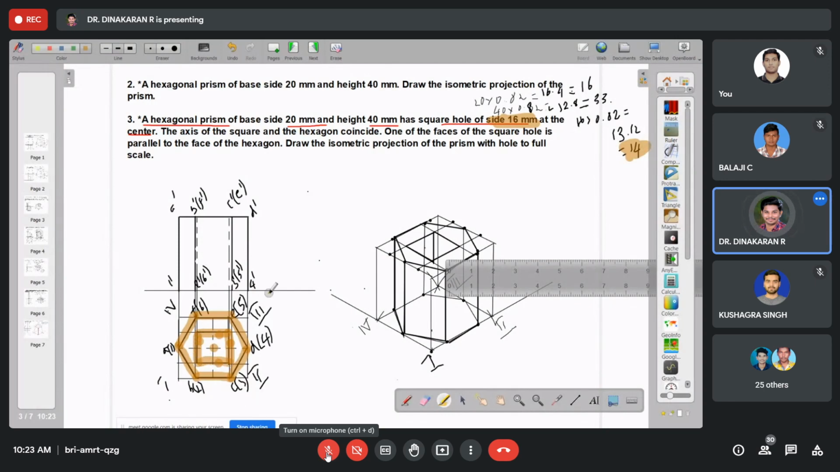Then after that we need to project. How much is the height of projection? Total height? 40 mm. Yes, reduced to 33 mm. So this is a 33 mm projection in the front view. And what are the visible points? The points A, B and C, D are visible. And the back side points F and E are invisible. Right?